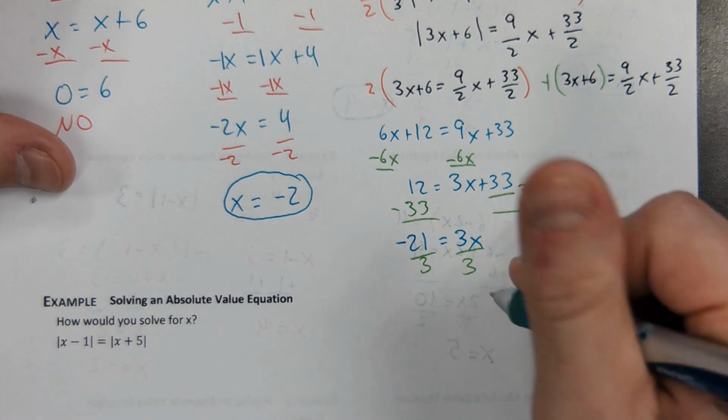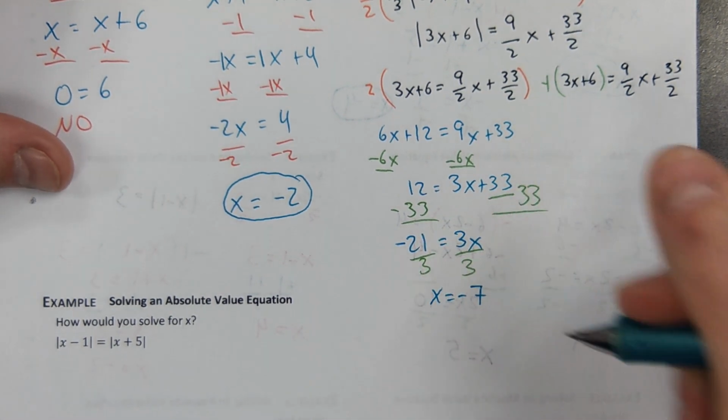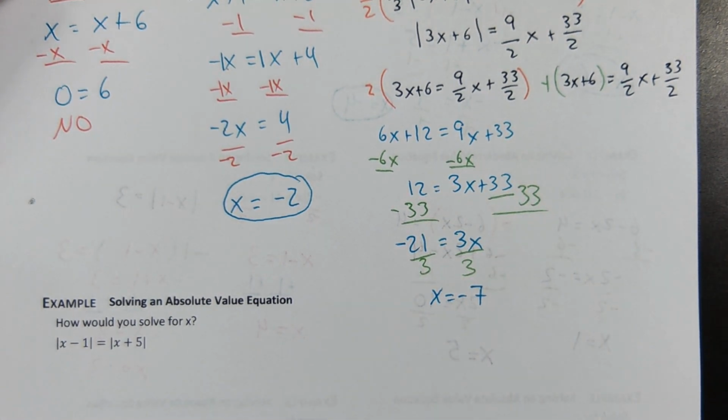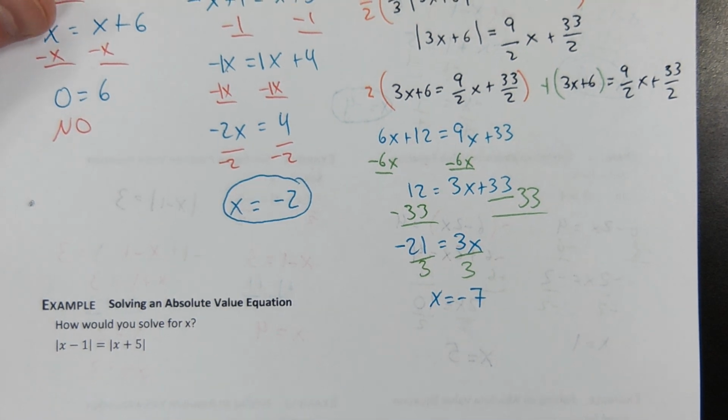Giving me x equals negative 7. That was a lot of effort, but we did get a result. Let's go ahead and solve the other one, and then we'll check our answers. Cool beans? Yes, ma'am.